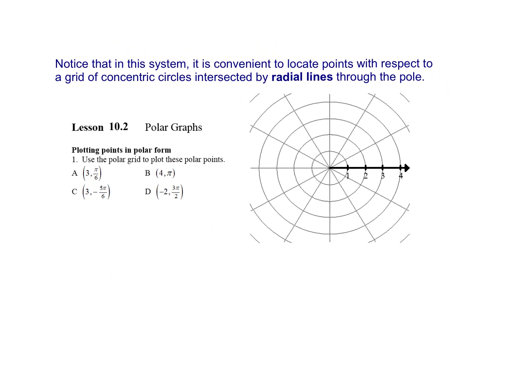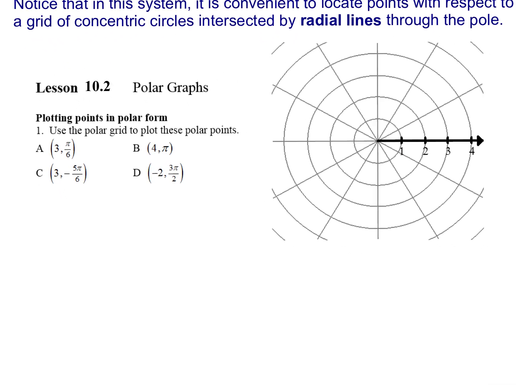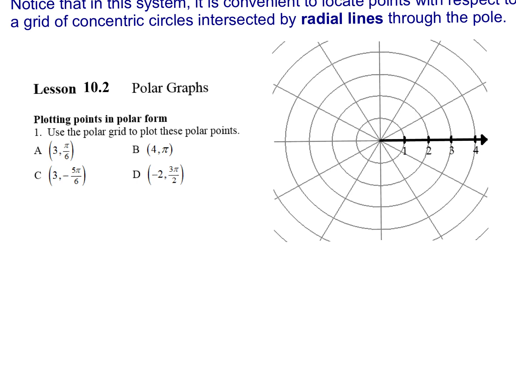So you notice that it's convenient then, instead of our grid for a rectangular, to make circles. We're going to have concentric circles on here, and then they're going to be intersected by radial lines right through the pole. So radial lines are just lines that go through the pole. Okay, so here's a typical blank polar graph, and we're supposed to first plot these points on there. So this is your problem number 1.